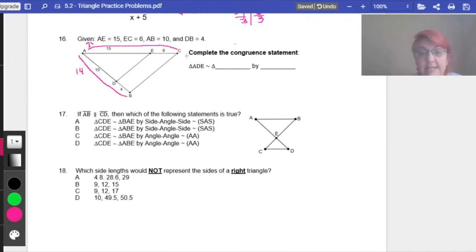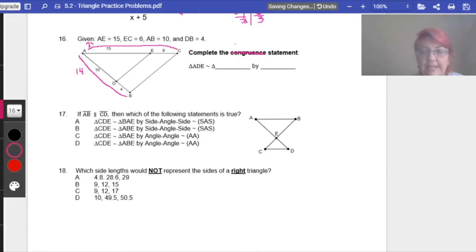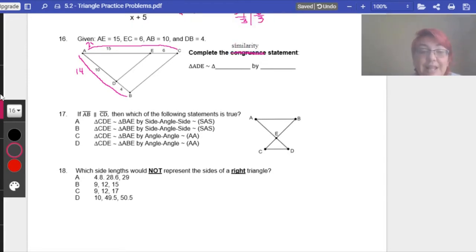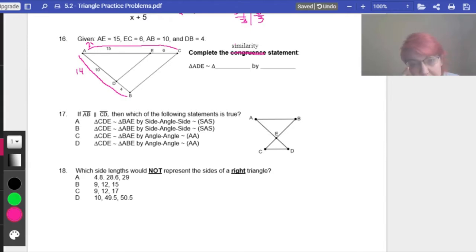Now, this says complete the, that should not say congruence. And hopefully on your sheet it doesn't. I've let them know that needs to be changed. So we're going to be completing the similarity statement. All right, so I need to figure out, first of all, if these are similar at all, and if they are, what matches up. Let's look.